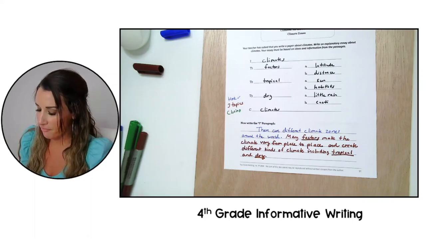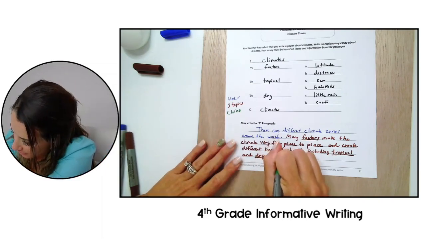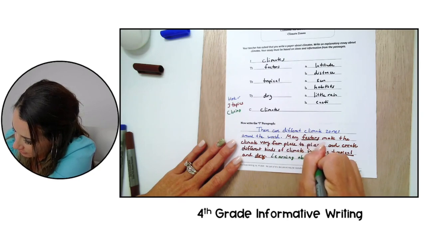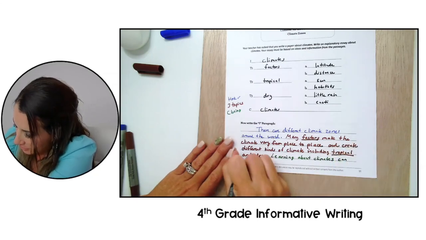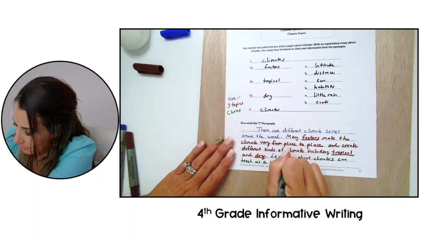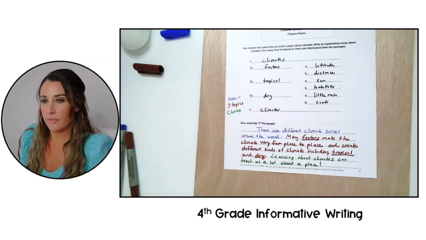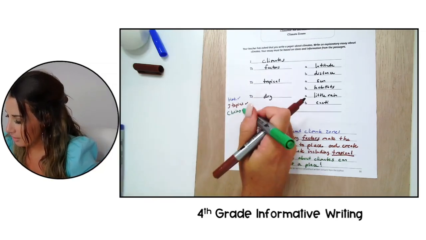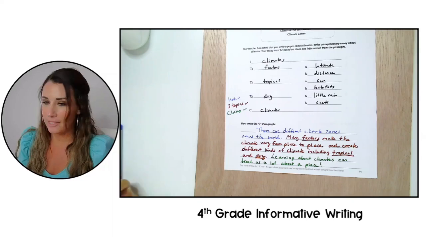And then I'm going to do a simple closing where I can just say something nice about the topic. So I'm going to say, learning about climates can teach us a lot about a place. Okay, so I have my hook, my 3 topics, and my closing. I am done writing my introduction paragraph for this activity.